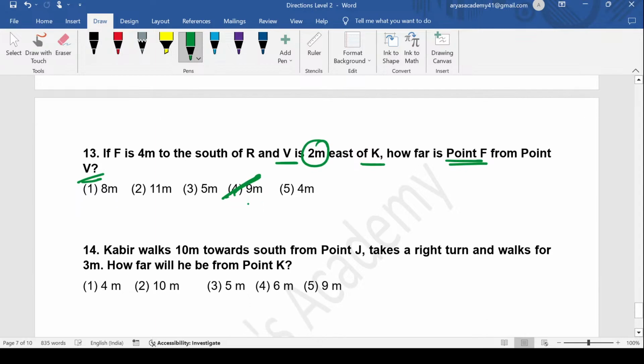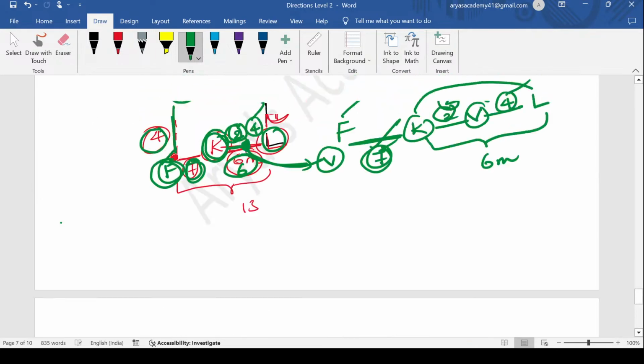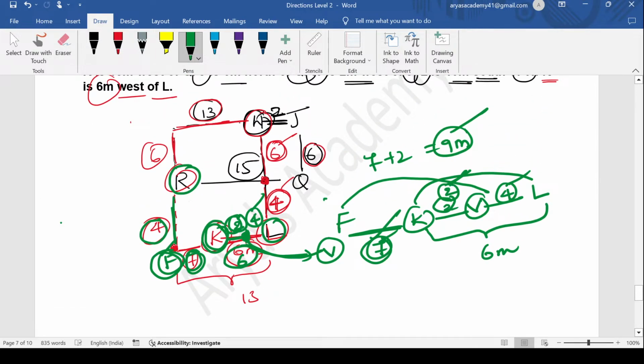Okay, let's go to question number 14. Kabir walks how many? 10 meters. Towards which direction? South. From where? Point J. Then takes a right turn, walks for how much? 3. Okay. Kabir starts from point J. He goes for 10 meters, then takes a right turn and walks for 3. So let's see how to apply this question. First, look at point J.